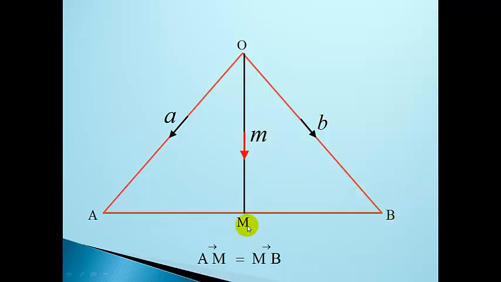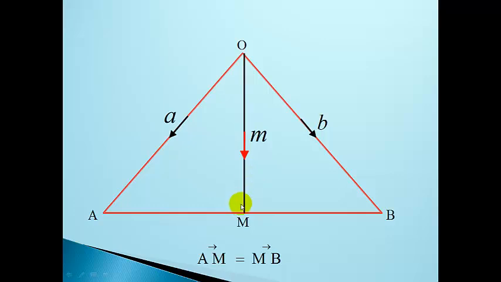Now we are going to look at the midpoint of a line segment. Considering this diagram, AB is a straight line. Let M be the midpoint of A and B. That means that M is the center of the line AB. So M is the midpoint.